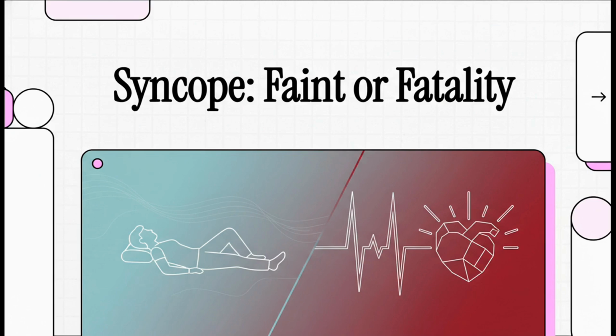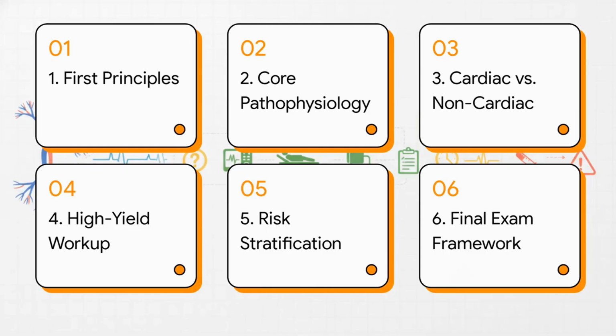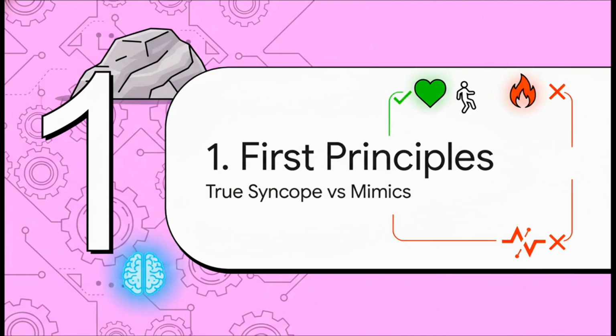So today, I'm going to give you a super high-yield framework that will let you walk into any syncope case with total confidence. So here's how we're going to do it. We'll start with the absolute basics, the first principles. Then we'll get into the core pathophysiology, learn to split between cardiac and non-cardiac causes, nail the high-yield workup, talk risk stratification, and finally, I'll give you the ultimate framework to just crush any syncope question you see. Okay, let's dive right in.